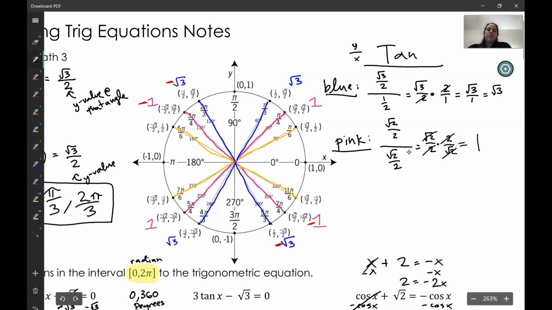Okay, finally, let's do the yellow. Y over x, the y value is 1/2. The x value is root 3 over 2. Leave, flip, change. Leave the numerator. Flip the denominator. Change the division fraction to multiplying. My 2's on top and bottom cancel, and I'm left with 1 on top, root 3 on bottom. So the tangent values for all the yellow ones are 1 over root 3.